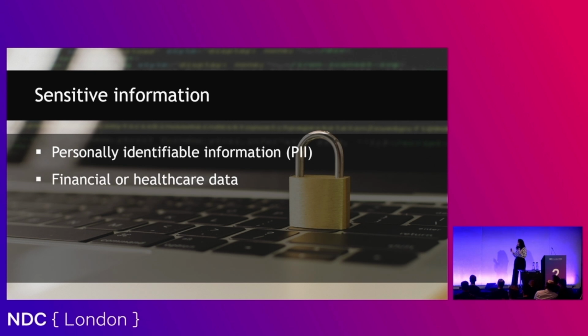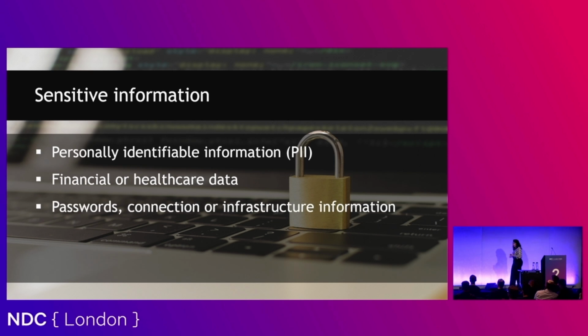Also, financial and healthcare data, something that you want to stay away from. Passwords, connection information, any type of infrastructure information, right? How many times have we not checked in a connection string? Like, these things happen. Even though we all know this, these are honest mistakes. We're not always paying as much attention as we would want to. So how do you keep this data out?